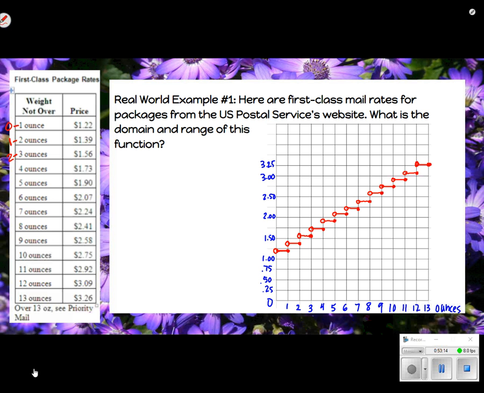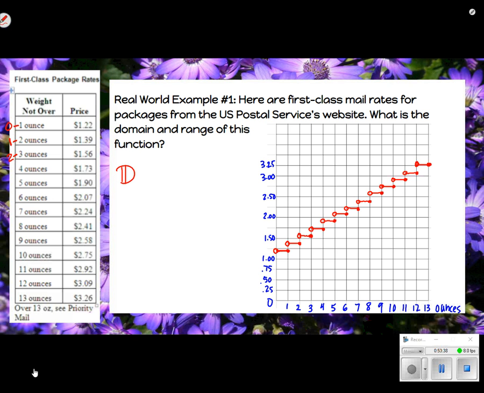And I mean, this is what the Postal Service does. They go in and weigh it, and if it's within a certain weight, you get charged a certain price. So they weigh it and they round you up. Just like if you were at 3.75 ounces, you don't get charged for 3, you get charged for 4 ounces. It rounds you up. Okay, so what is the domain and the range for this function?